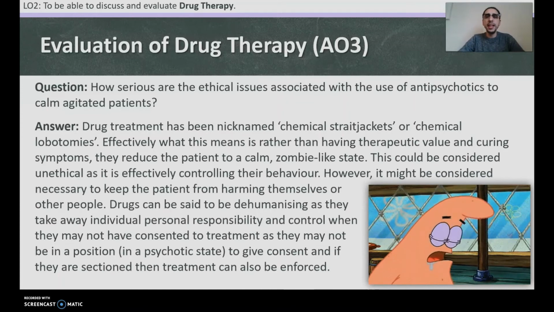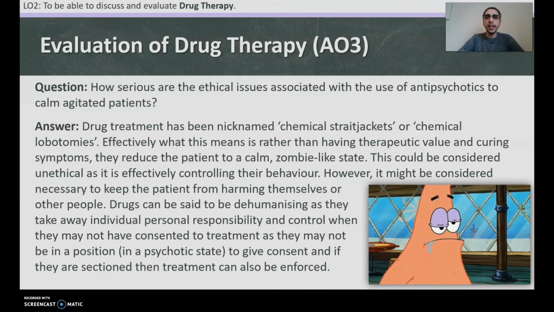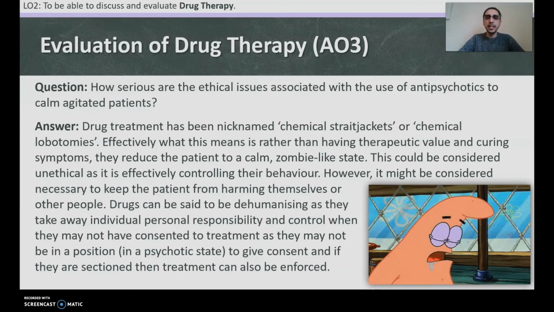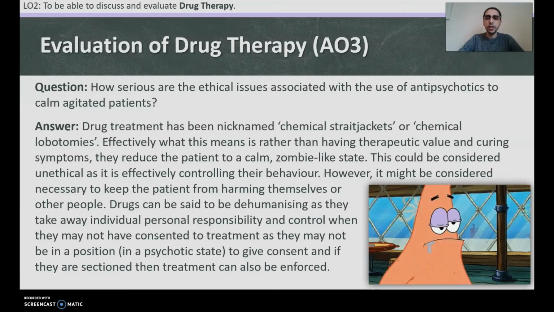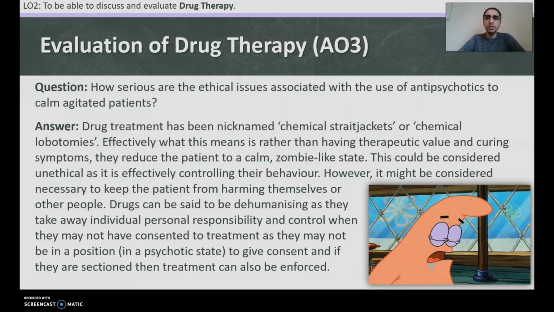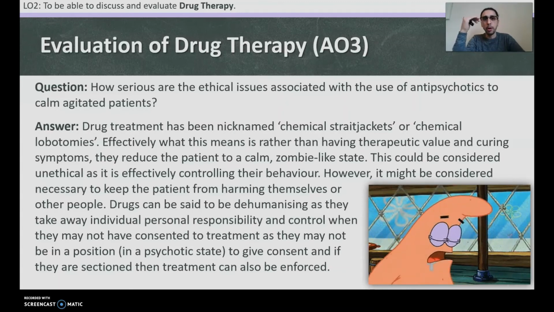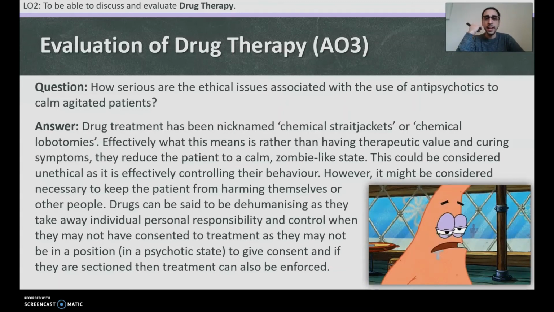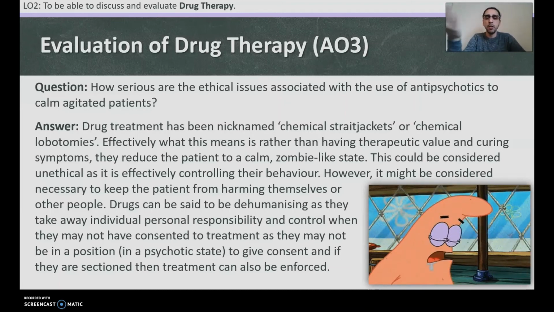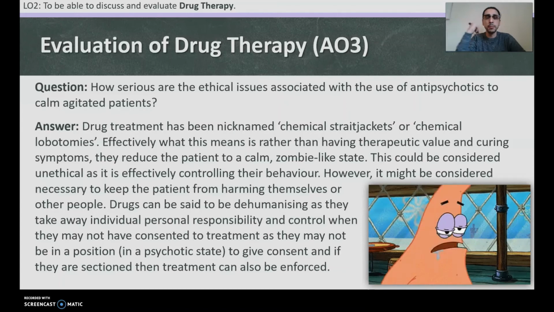Drug treatments have been nicknamed chemical straitjackets or chemical lobotomies. Lobotomy is a really old-fashioned surgery where if you were usually a mental patient and you were quite difficult, they would literally do brain surgery on you and cut a piece of your brain out to make you easier to manage, easier to deal with, right? One Flew Over the Cuckoo's Nest, if you've seen it, is an example of it.